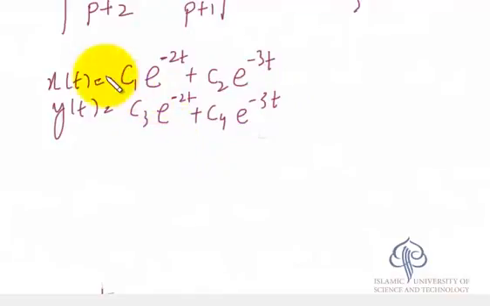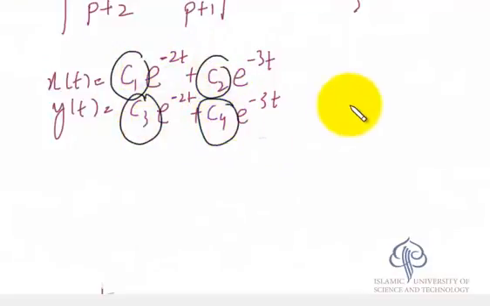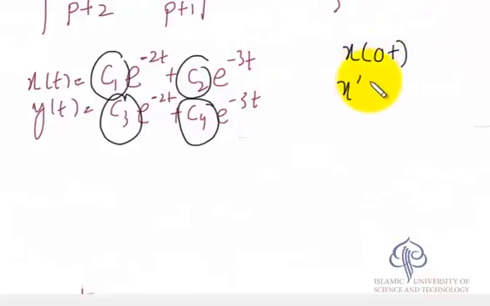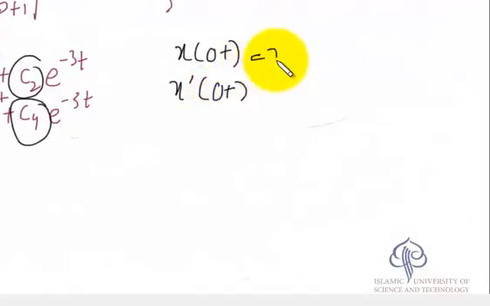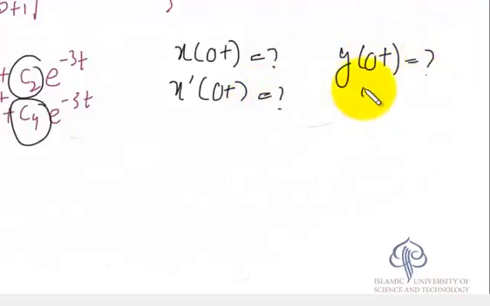Then you can find out the values of c1, c2, c3 and c4 by additional information given about the differential equations. In this case you need the values of x at 0 plus, x dash at 0 plus, and the value of y at 0 plus and y dash at 0 plus. So these four values, put them in here and you solve the homogeneous differential equation.